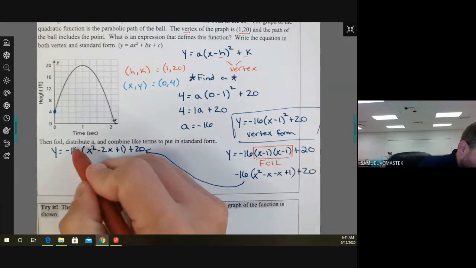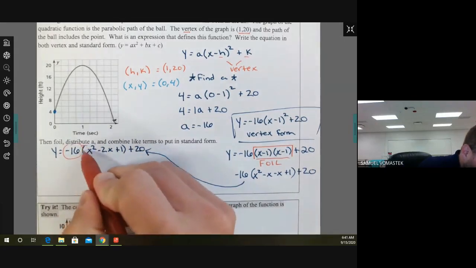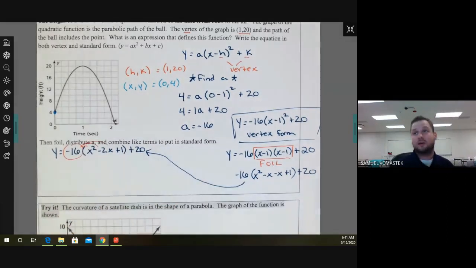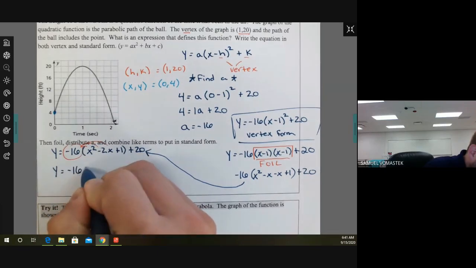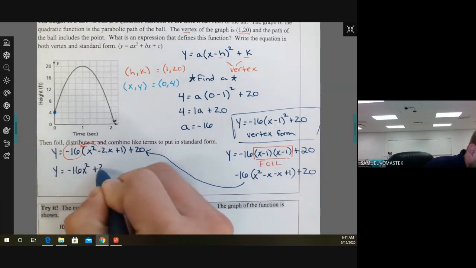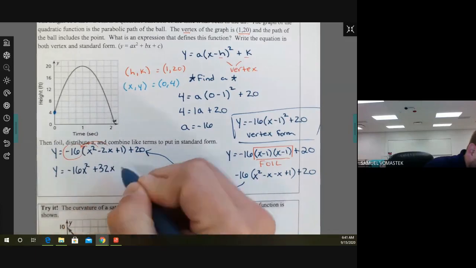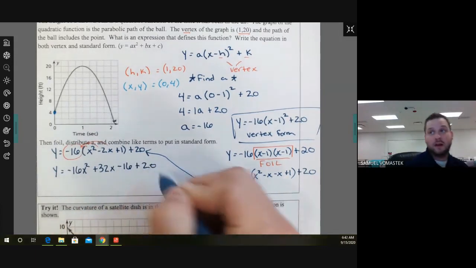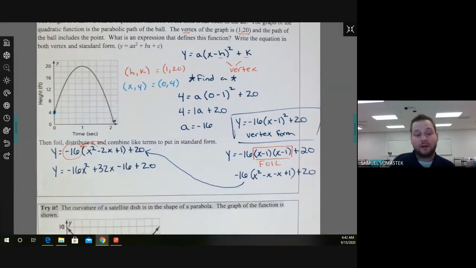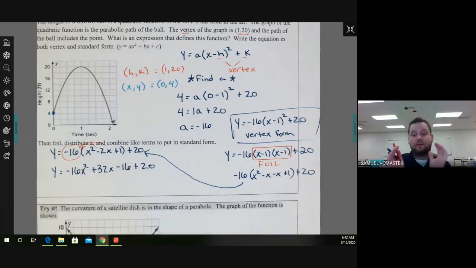You have this negative 16 out front. We need to take that negative 16, and like a sprinkler, it goes to every single term inside the parentheses. So that is now going to become y equals negative 16x squared plus 32x minus 16, and then we have the plus 20 on the end. The 20 did not get multiplied by the 16 because it's on the outside. Only the stuff inside the parentheses gets multiplied by it.